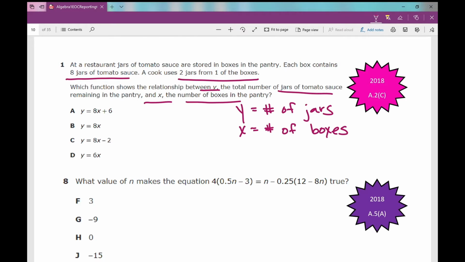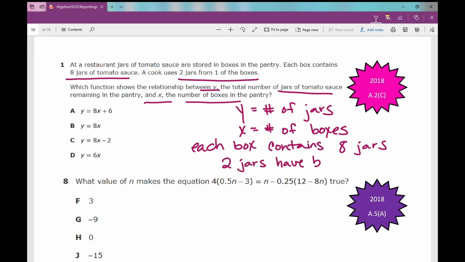At a restaurant, jars of tomato sauce are stored in boxes. Each box contains 8 jars. I'm going to write that down. 2 jars have been used. Okay, I'm going to write that down too. That's important. 2 jars have been used. If they've been used, then we're going to subtract those from what I have.